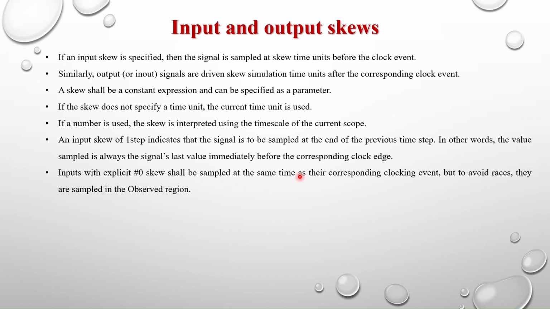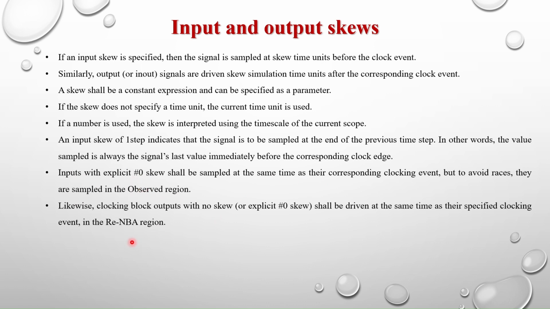Inputs with explicit #0 skew shall be sampled at the same time as their corresponding clocking event, but to avoid races, they are sampled in the observed region. So if you are providing the skew as #0 for the inputs, then the signal will be sampled in the clocking event. For example, if you are taking posedge clock, then your signal will be sampled in the posedge clock only, but to avoid races they are sampled in the observed region. Just for avoiding the race it will be sampled in the observed region. I have already made a video on event regions. If you want to see, you can go and watch. In the observed region the input will be sampled.